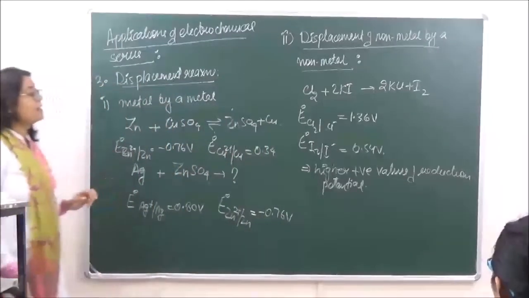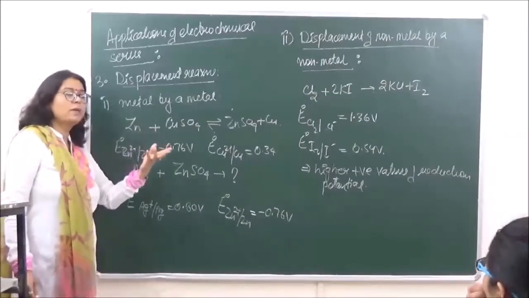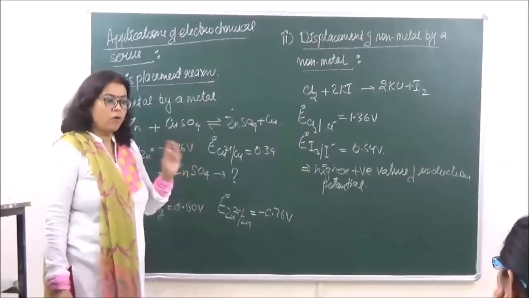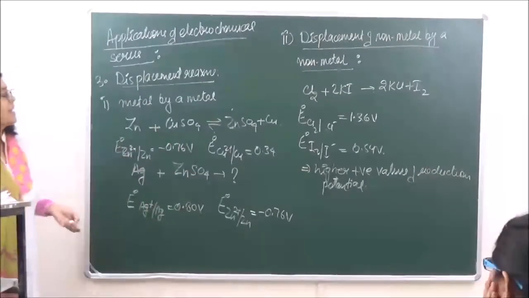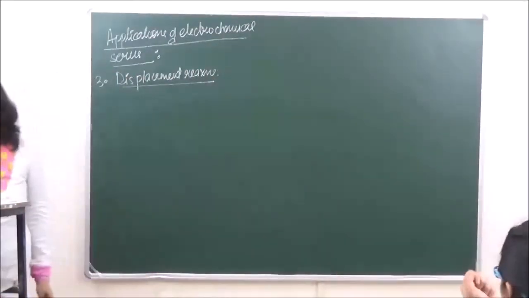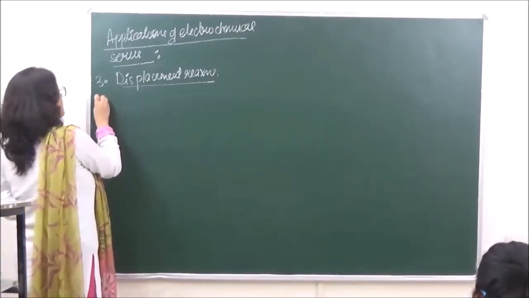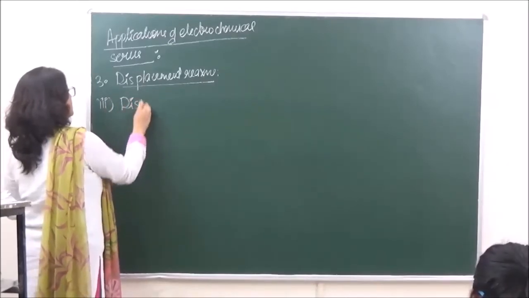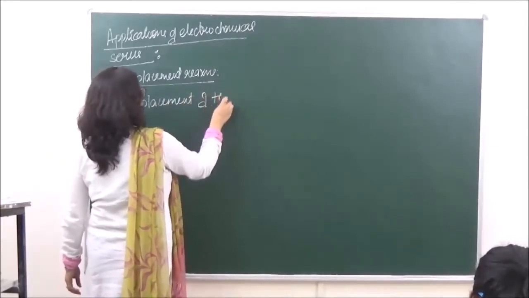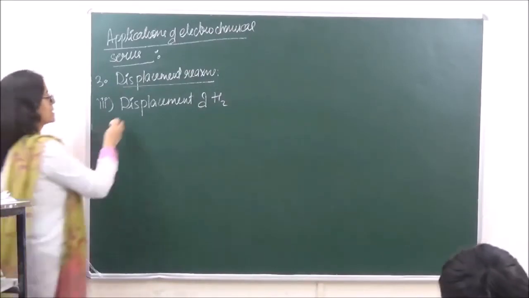Right? In a similar manner, there are certain reactions in which we say that hydrogen is to be displaced. Like if we are reacting metals with acids, hydrogen is evolved. So in what cases would hydrogen be evolved? This is the third case study which we are going to do: displacement of hydrogen from dilute acids.